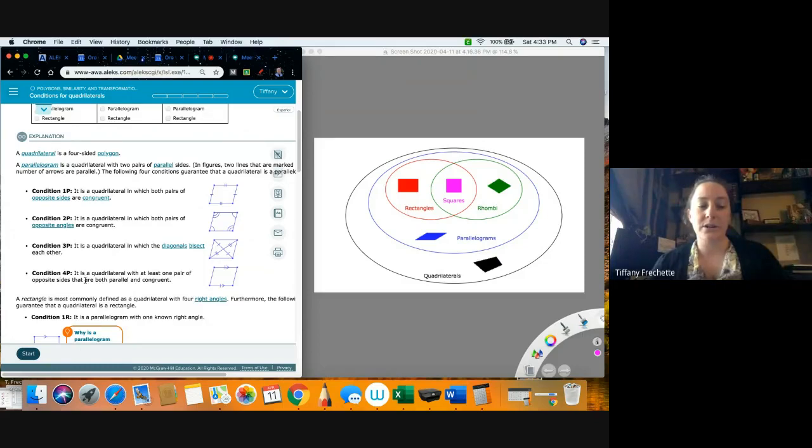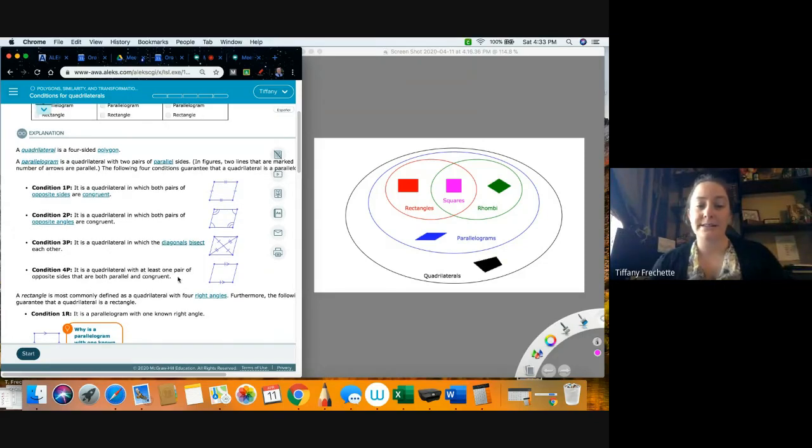And then the fourth condition is a quadrilateral that has at least 1 pair of opposite sides that are both parallel and congruent. So this shows you have parallel arrows on the top and bottom. You also have a congruent tick mark on the top and the bottom. So if the same pair is both parallel and congruent, we can call it a parallelogram. So we have to remember those 4 things. That's important. Opposite sides, opposite angles, diagonals bisect each other, and there's also this other special one, like I just said: 1 pair is both parallel and congruent.